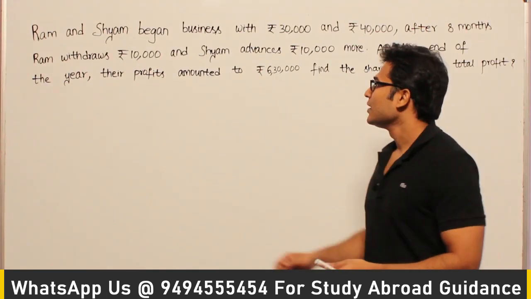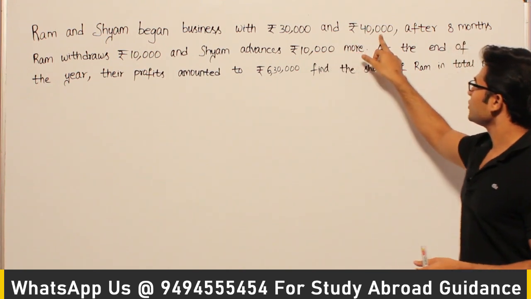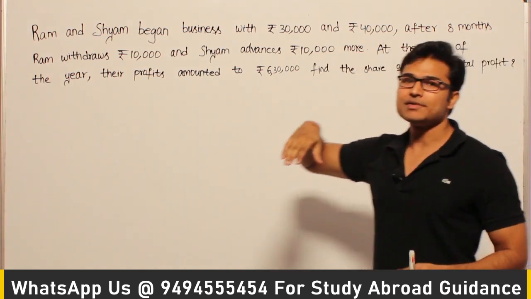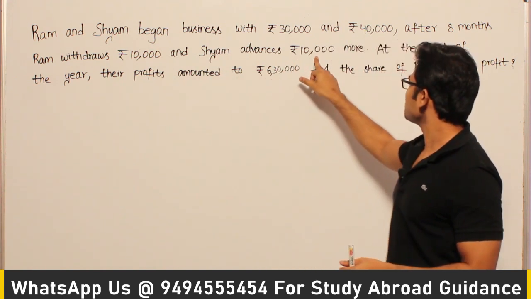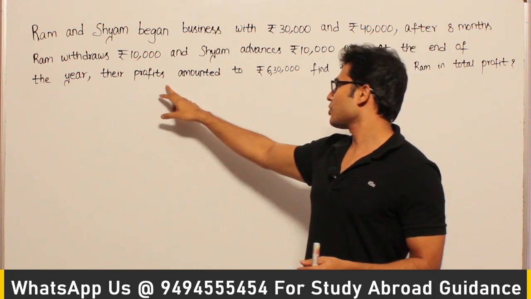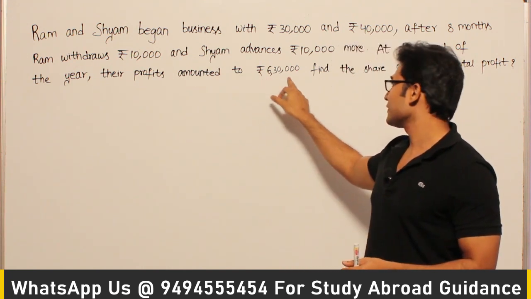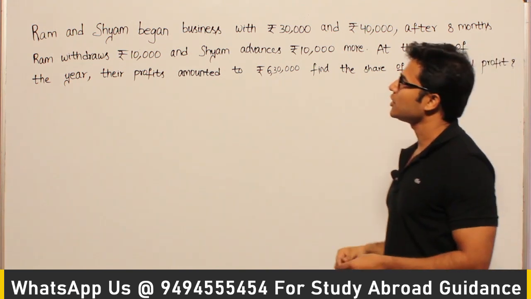Let's solve this question. Ram and Shyam began business with 30,000 rupees and 40,000 rupees, and after 8 months, Ram withdraws 10,000 rupees and Shyam advances 10,000 rupees more. At the end of the year, their profits amounted to 6,30,000 rupees. Then find the share of Ram in the total profit.